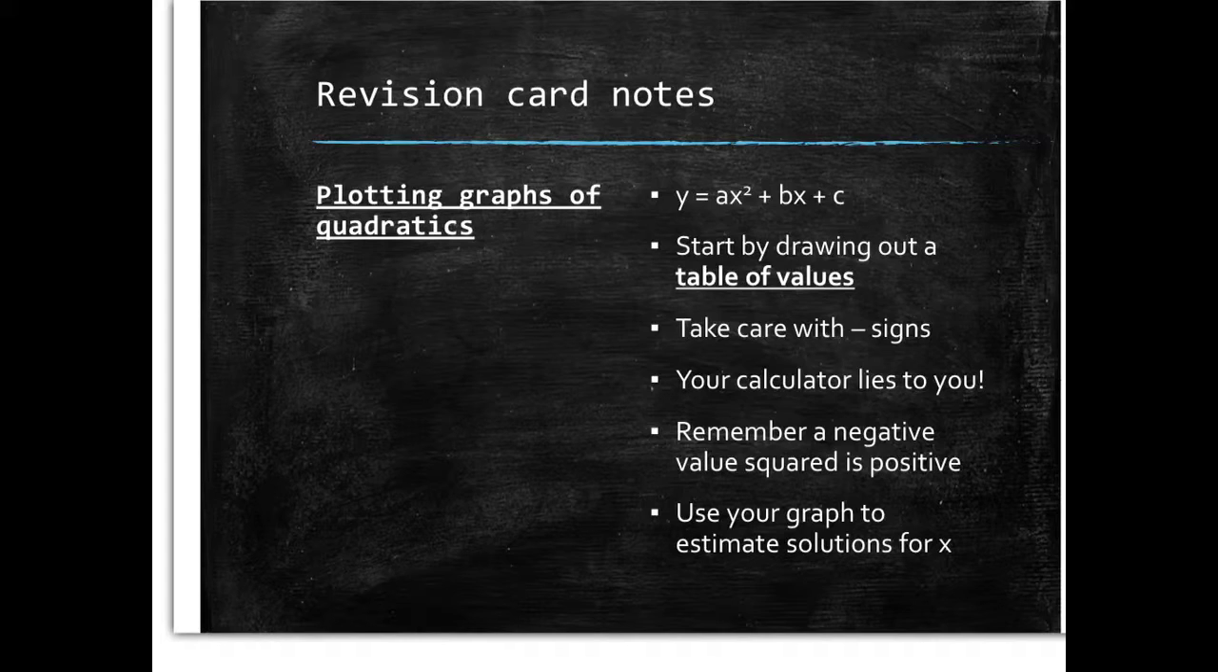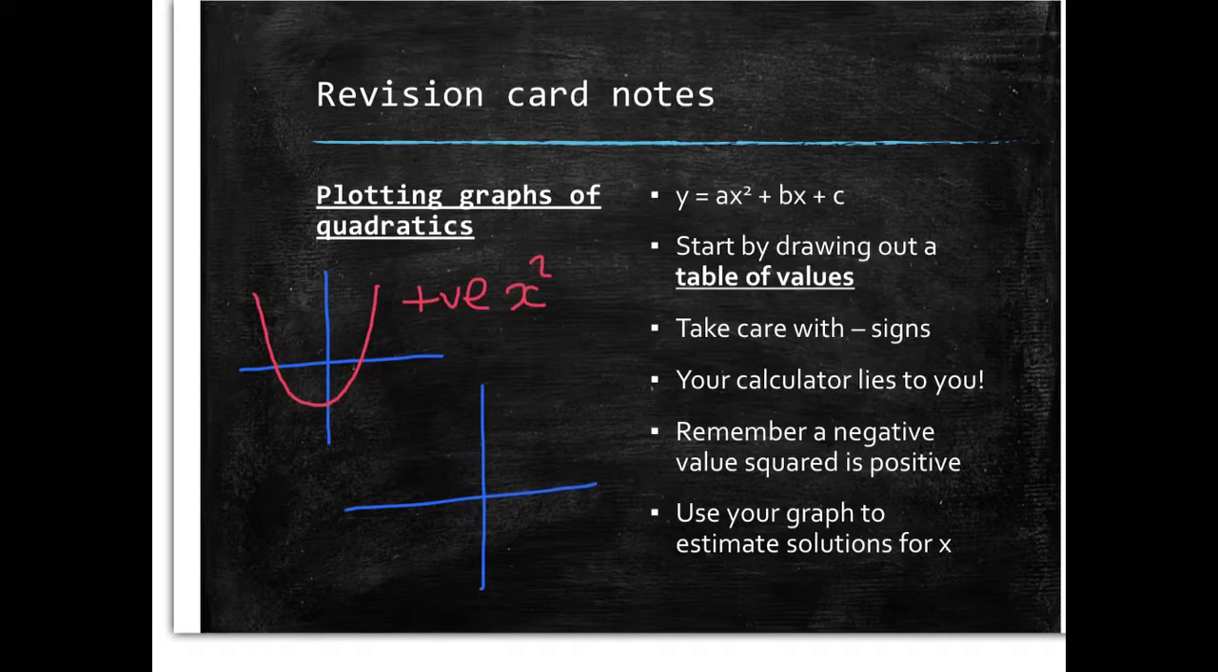If you want to draw yourself out a quick example of what these graphs look like, this is a positive x squared graph and a negative x squared graph. So if you have minus x squared plus something else, it's going to look something like this. This is a negative. Okay, and again, if you want to add extra annotations to your revision notes, by all means do.